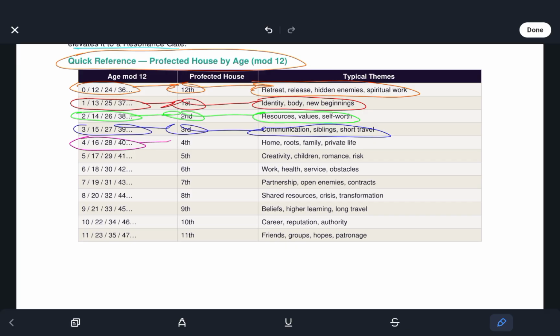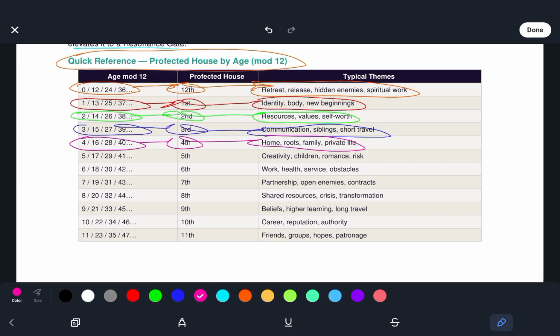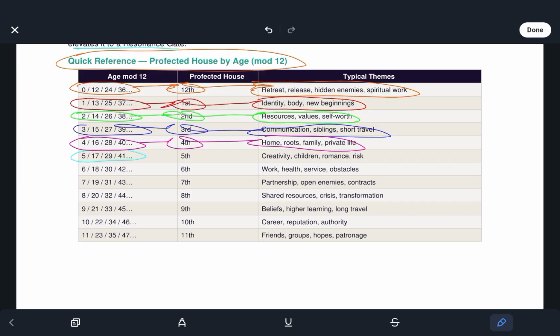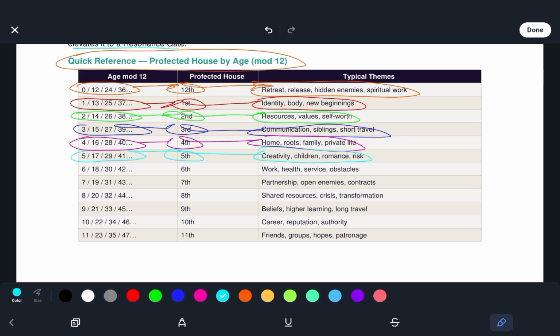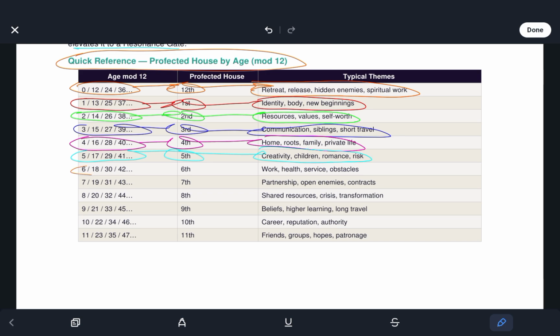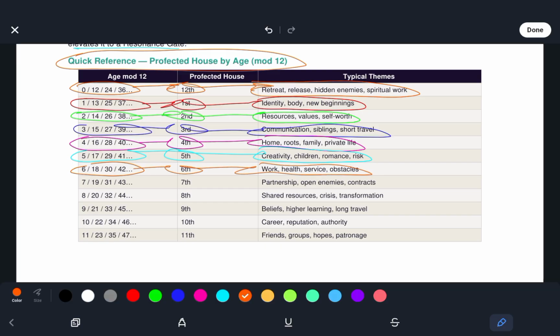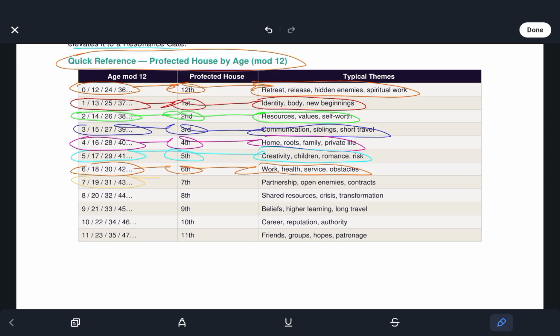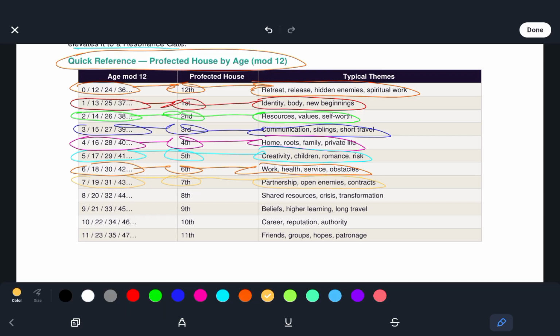4, 16, 28, 40, fourth: home, roots, family, private life. 5, 17, 29, 41, the fifth: creativity, children, romance, and risk. 6, 18, 30, and 42 is the sixth: work, health, service, and obstacles. 7, 19, 31, 43 is the seventh: partnerships, open enemies, contracts.